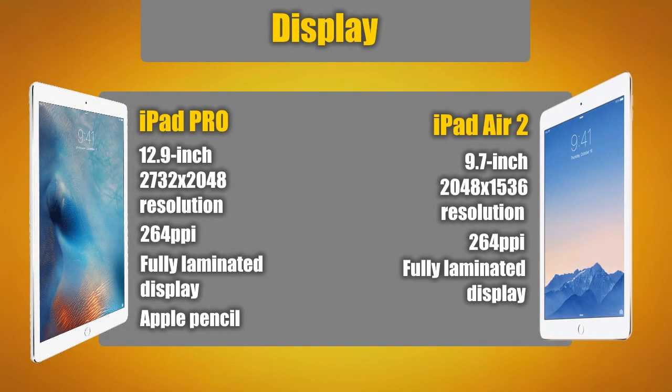Moving over to display, the iPad Pro has a 12.9-inch, 2732 by 2048 resolution, whereas the iPad Air 2 has a 9.7-inch display, 2048 by 1536 resolution, but that is evened out with a PPI of 246 on both of them. They are both fully laminated displays, and the iPad Pro supports the Apple Pencil, which comes with the iPad.